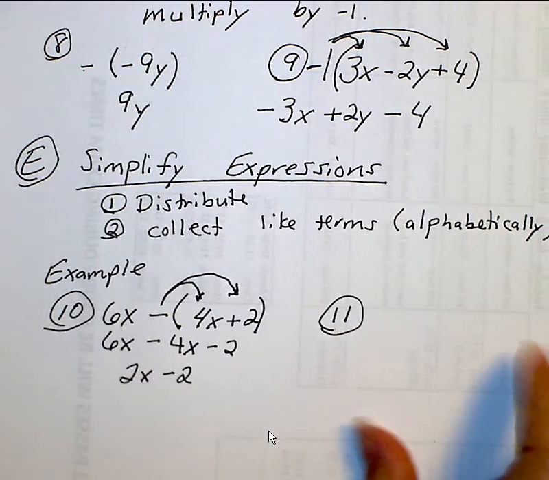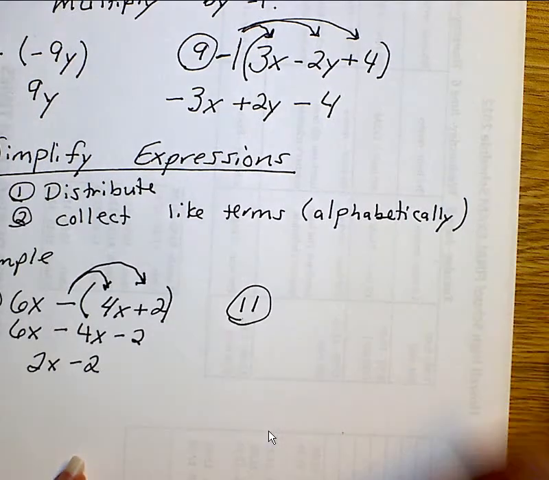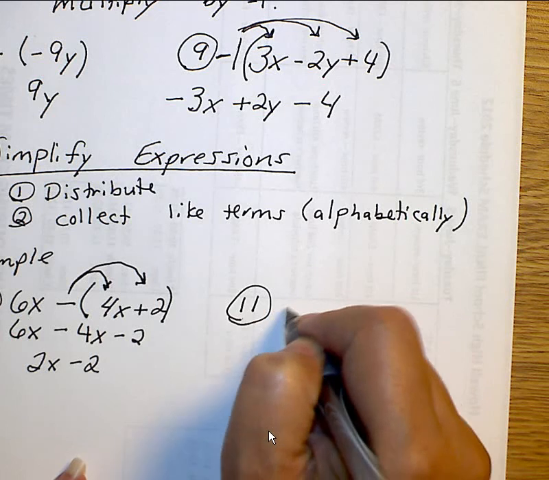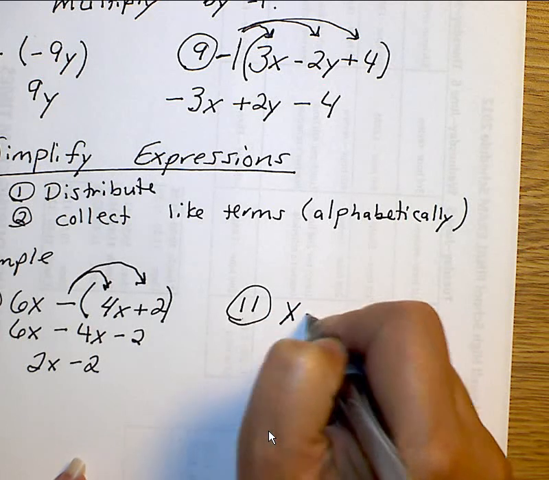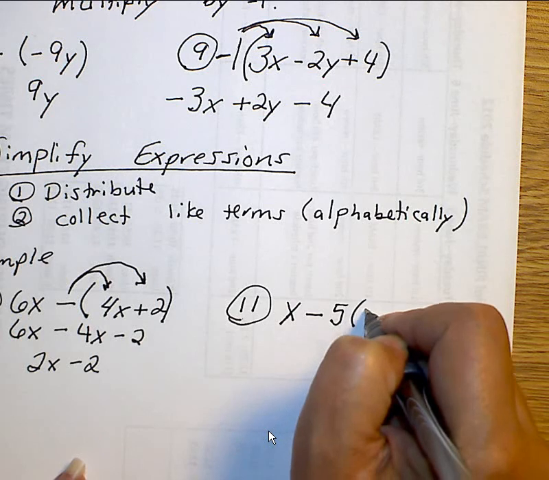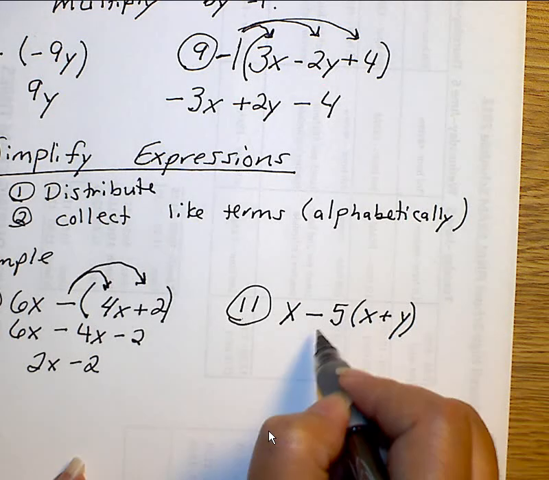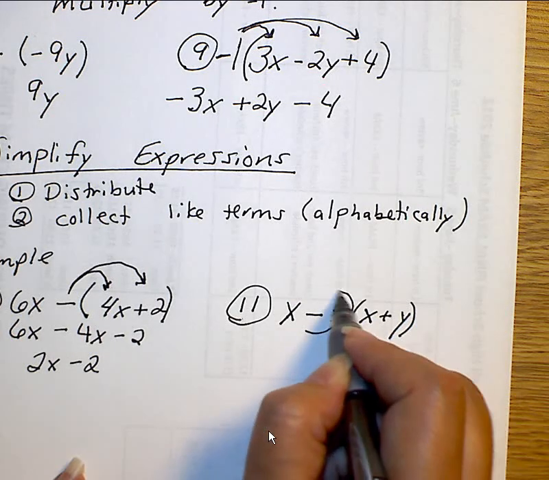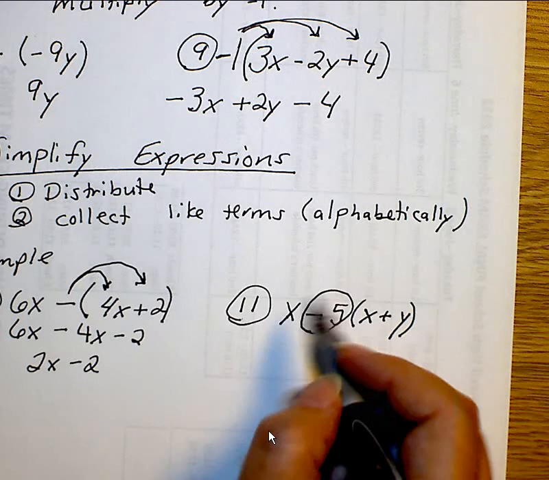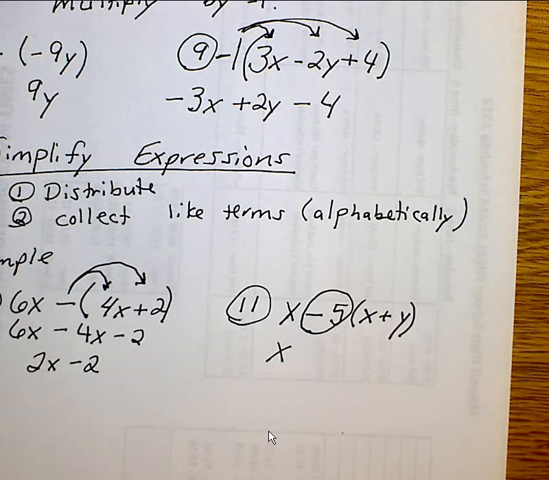I'm going to give you the problem for 11, and then I'm going to give you a second to try it. So we have x minus 5, and then in the parentheses x plus y. Now when you distribute, you are going to be distributing that whole negative 5, but you bring down that x first and then distribute. So I'm going to give you a second to try to simplify this expression.